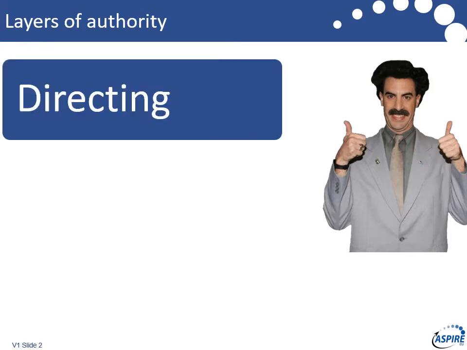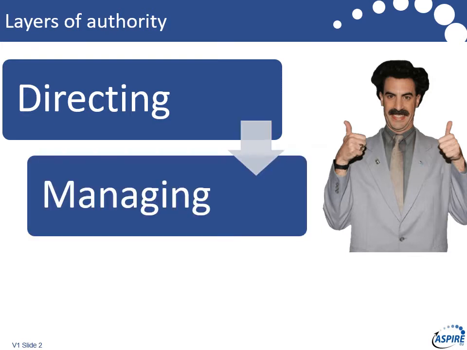There's the directing, which is the top of the organisation. And the word we normally associate with that is accountability. This is where the authority to spend lots of money and make big decisions is probably sitting. Within a project, that's normally represented by the sponsor or the SRO, or whichever body of knowledge you're using.